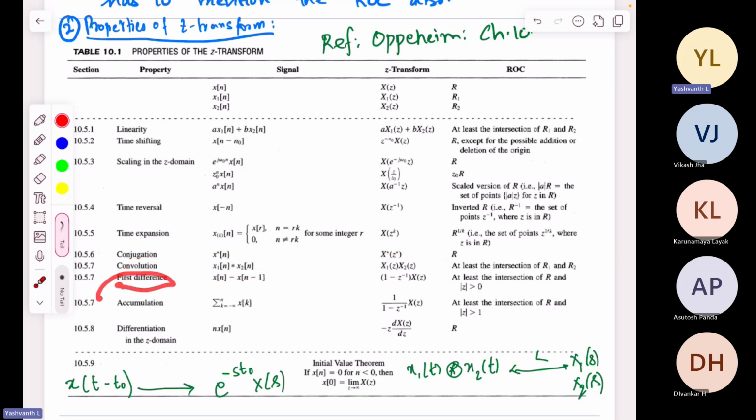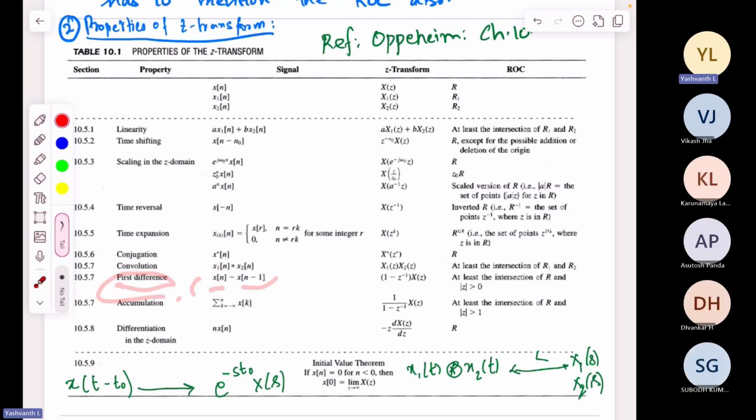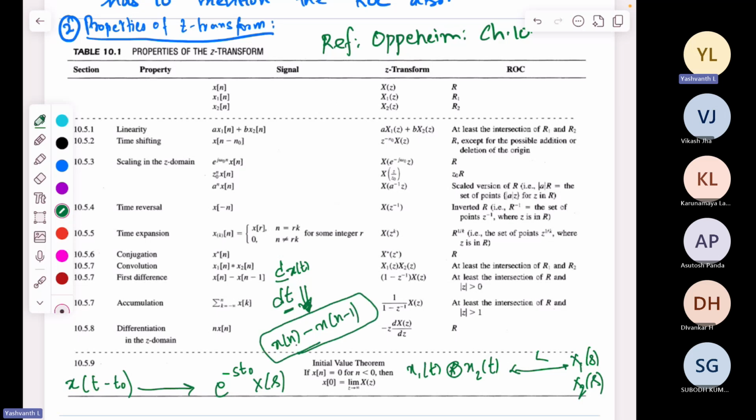Now, first difference. What does first difference mean? It is x of n minus x of n minus 1. You should remember that it's a discrete time signal. Whatever you had in continuous time as the derivative of x of t, in the discrete counterpart you cannot take differentiation, because it's no more continuous in t. It's discrete time. So d by dt of x of t becomes x of n minus x of n minus 1. That is, you just take the difference between two consecutive samples. This difference is like the differential in the continuous counterpart.